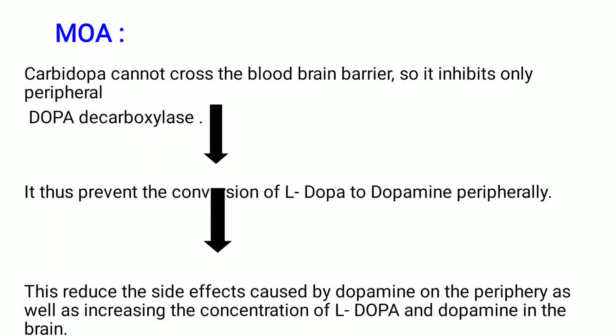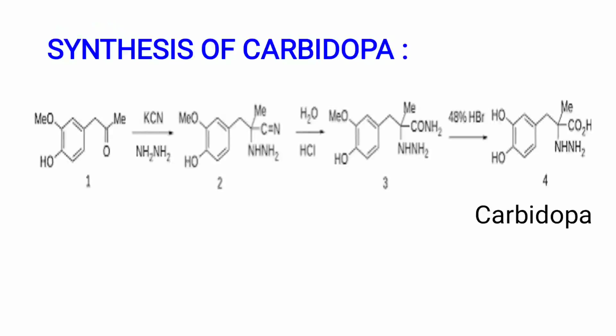Let's discuss the mechanism of action. It inhibits the conversion of levodopa to dopamine in the periphery. Carbidopa cannot cross the blood-brain barrier, so it inhibits only peripheral dopa decarboxylase. It prevents the conversion of levodopa to dopamine peripherally. This reduces the side effects caused by dopamine in the periphery, as well as increasing the concentration of levodopa and dopamine in the brain.